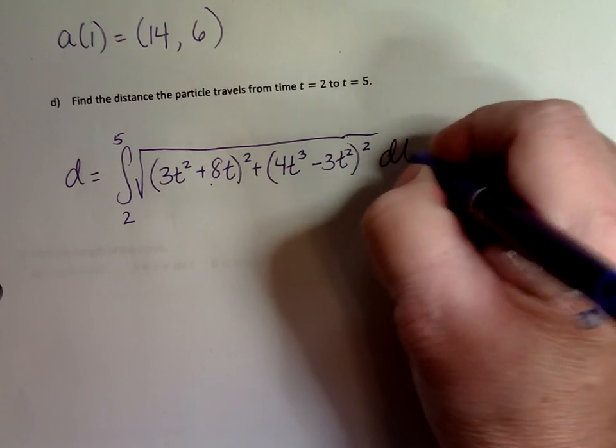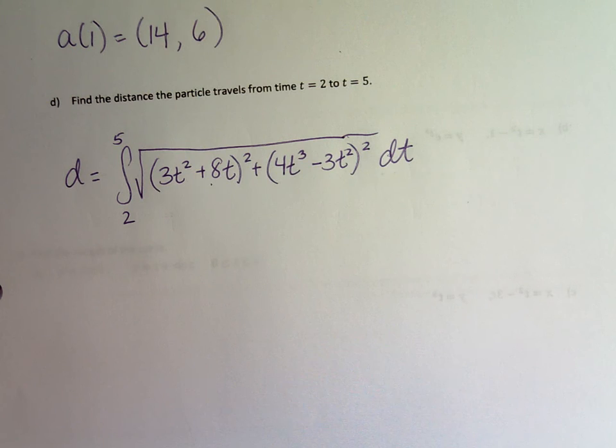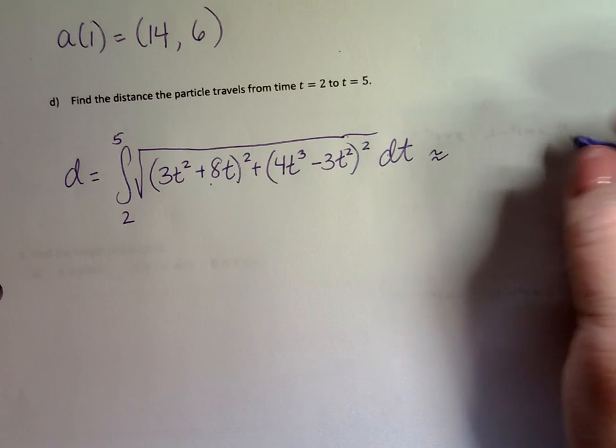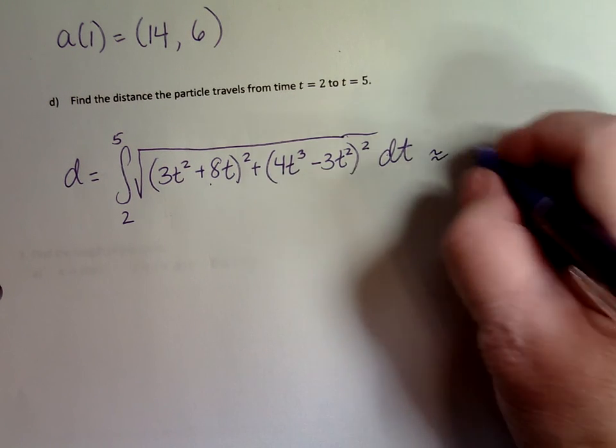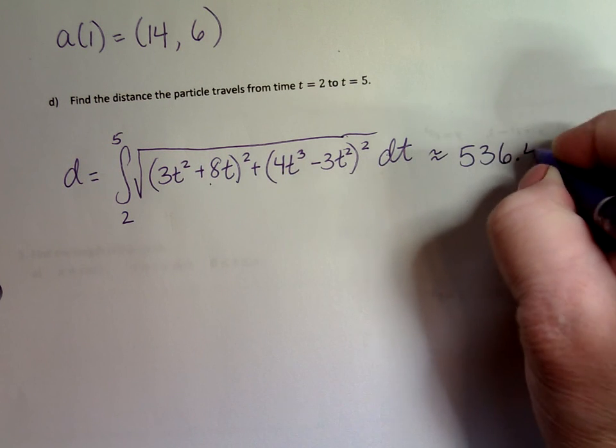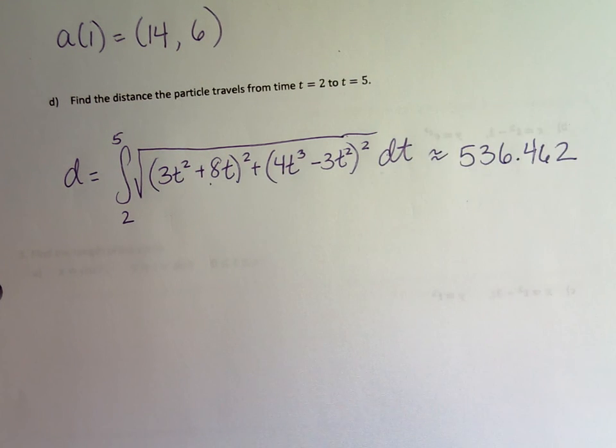So the deal is you go to your handy-dandy calculator and you put that in, and lo and behold, it comes out to be 536.462. And my friends, you have just completed all of 6-1.